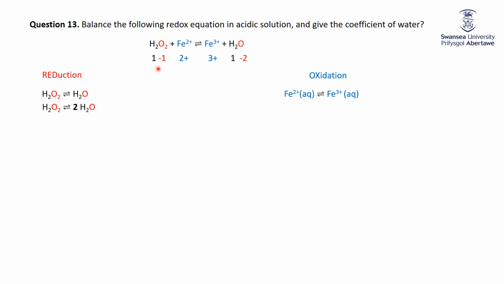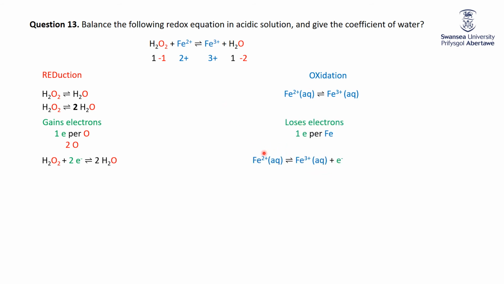Now, each oxygen goes from -1 to -2. So each oxygen has gained 1 electron per atom. We have 2 oxygens, so therefore we need 2 electrons on the left-hand side. Oxidation is very, very straightforward: 1 ion, 1 electron per ion, so just a fairly nice and easy 1 electron oxidation.